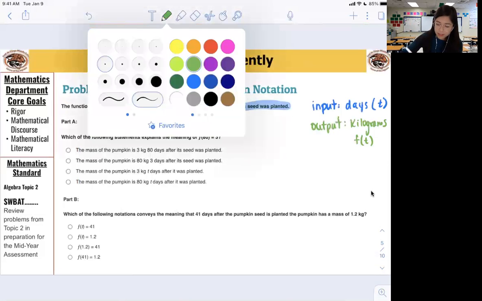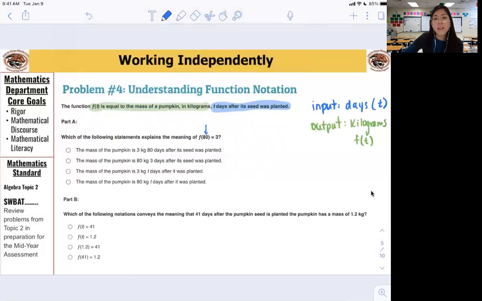All right, inside my parentheses is my input. That's my input. Input is days, so I know that this means 80 days. And my output is 3, and I know that output is kilograms, so this means 3 kilograms. So the correct answer would be that the mass of the pumpkin is 3 kilograms 80 days after the seed was planted. So that would be answer choice A. Answer choice A. The mass of the pumpkin is 3 kilograms 80 days after the seed is planted.